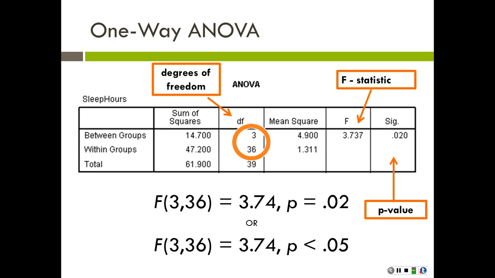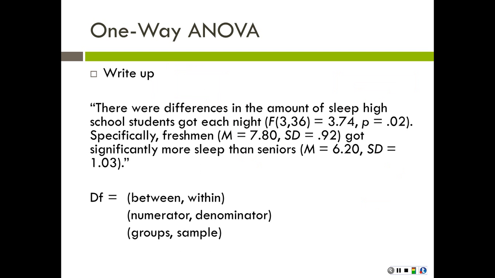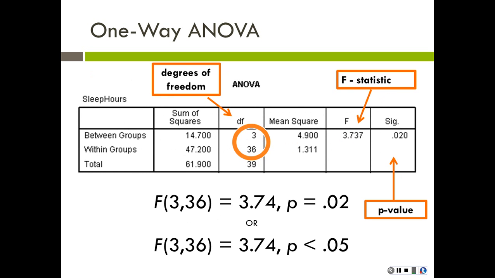So just so you know where all this information comes from, here's your ANOVA table that we looked at before with your F value right there, your P value right here. Here's your degrees of freedom, 3 and 36. They'll always be organized like that, smaller and then bigger, or top and bottom. So 3 and 36 equals 3.74 with the significance of either P equals .02 or P is less than .05.